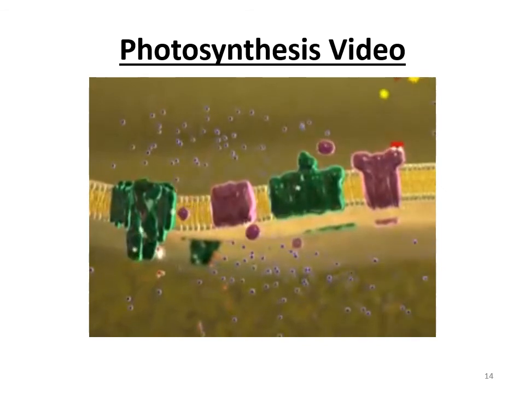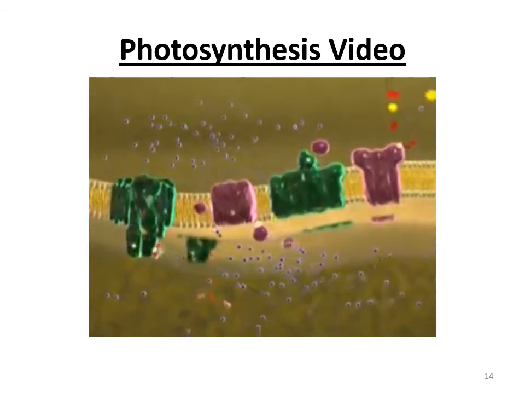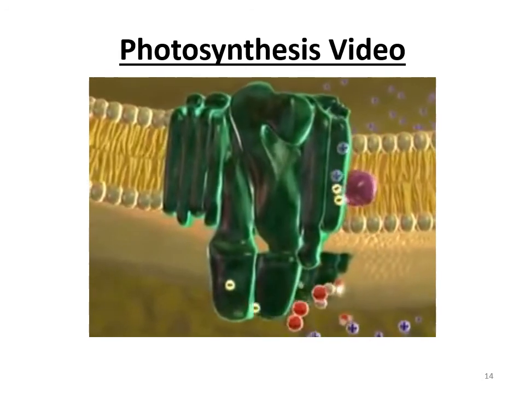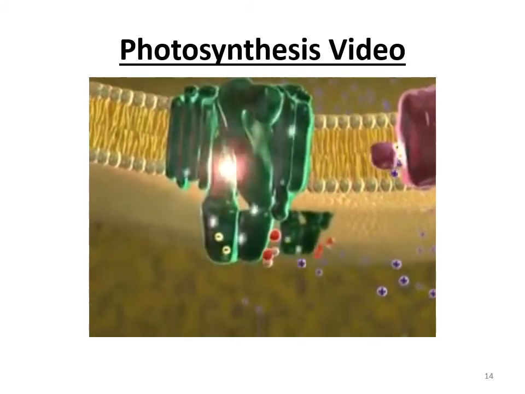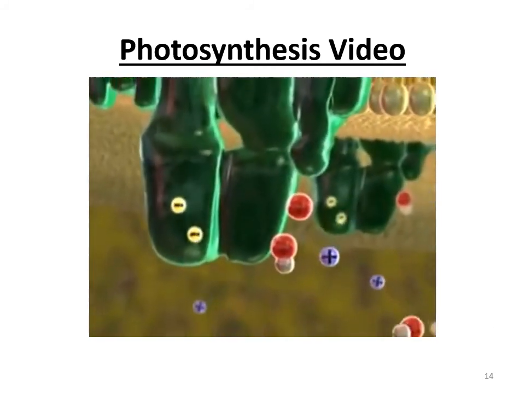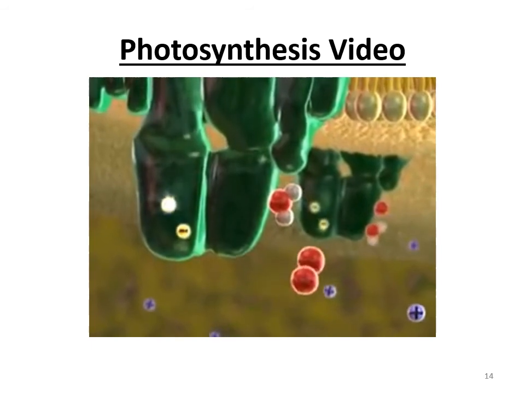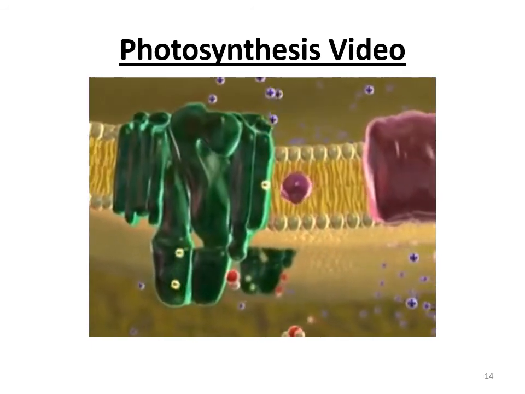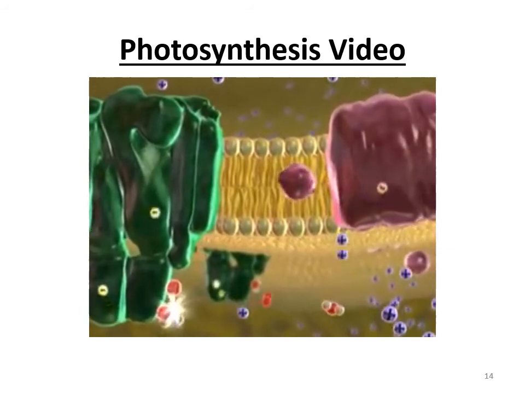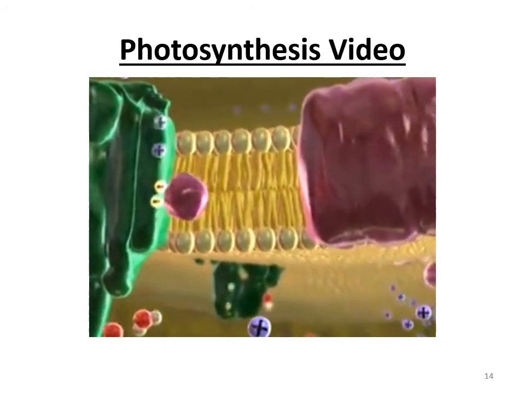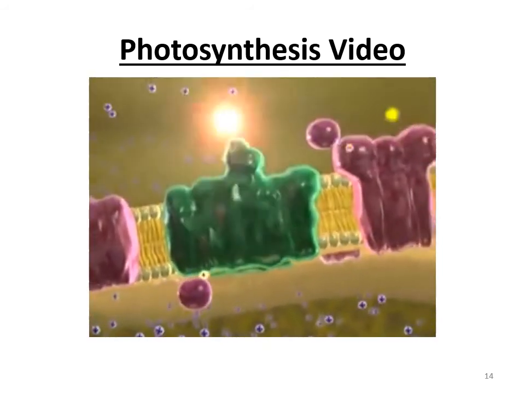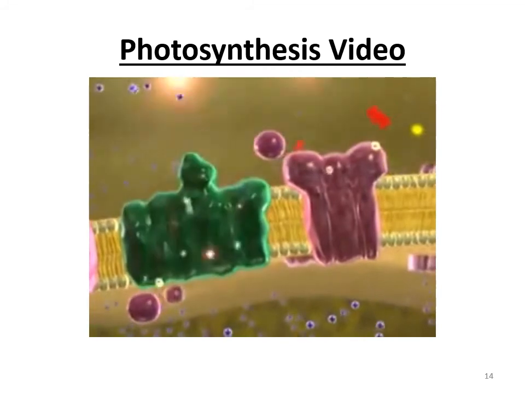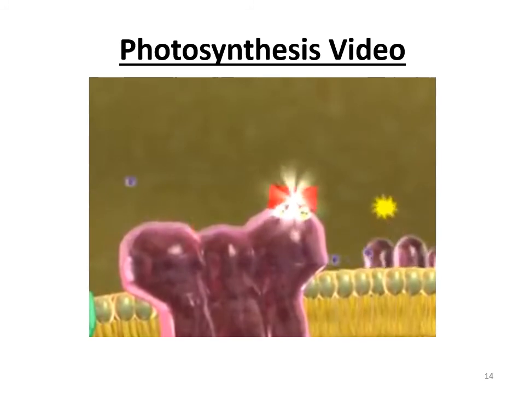Now let's take a closer look at the steps of the light reactions. The photosystem on the left absorbs light energy, exciting electrons that enter the electron transport chain. Electrons are replaced with electrons stripped from water, creating oxygen as a byproduct. The energized electrons flow down the electron transport chain, releasing energy that is used to pump hydrogen ions, the blue balls, into the thylakoid. In the photosystem on the right, light energy excites electrons, and this time the electrons are captured by an electron carrier molecule, NADPH.